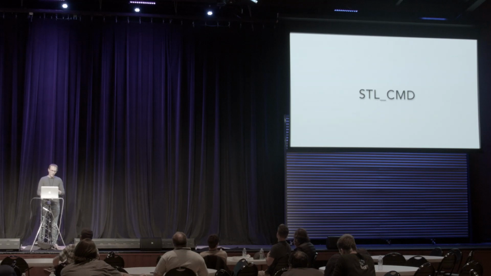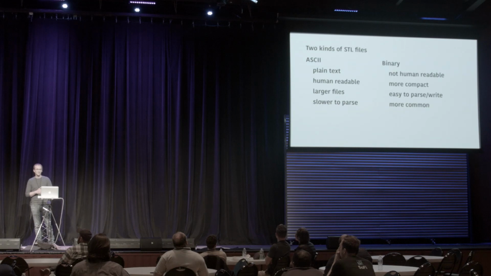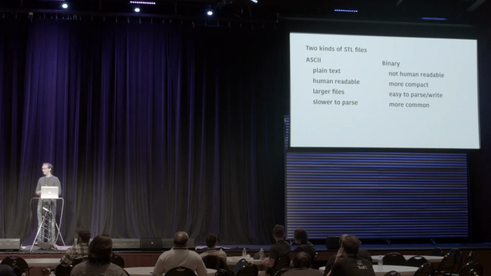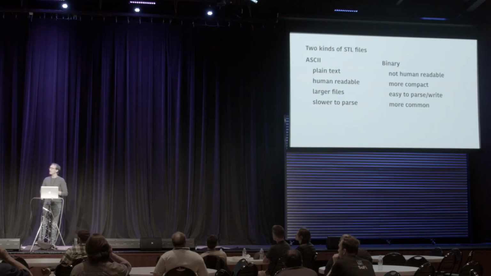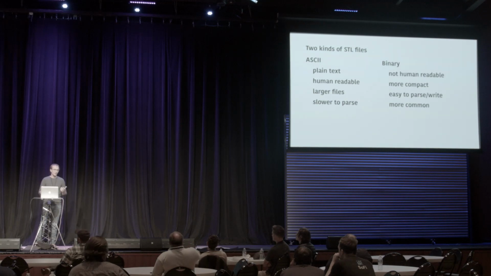So yeah, we'll go over first, I guess, what is an STL file. There's two kinds actually. There's ASCII and binary. The ASCII ones are plain text. They're human readable, which makes them bigger, slower to parse. So they're actually less common than the binary version. Most software that exports STL will export a binary, which is more compact, and it's easy for a program to parse and generate. So STL command functions exclusively on binary STL files.